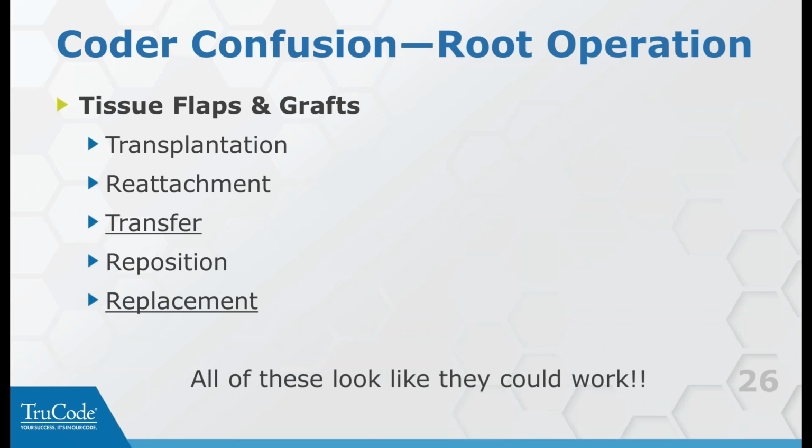A lot of coder confusion also about tissue flaps and grafts. All of these that I have listed on the slide look like they could work, but they all have very distinct objectives and definitions that you need to be familiar with. For example, transfer involves pedicle flap grafts, like I talked about with the internal mammary artery graft, and does not involve a device, but replacements always involve a device. So it's real important to understand those distinctions.